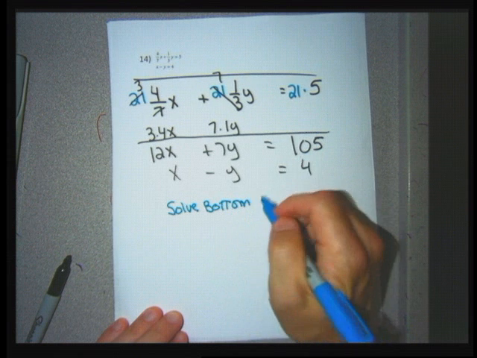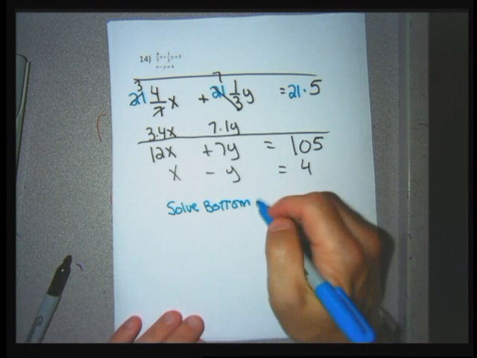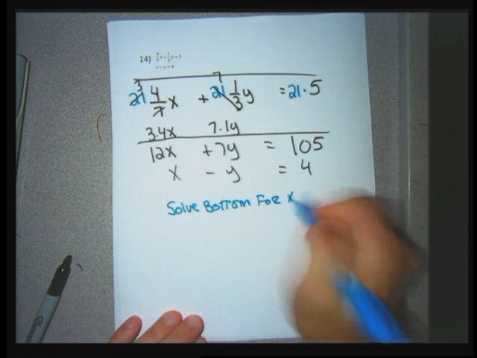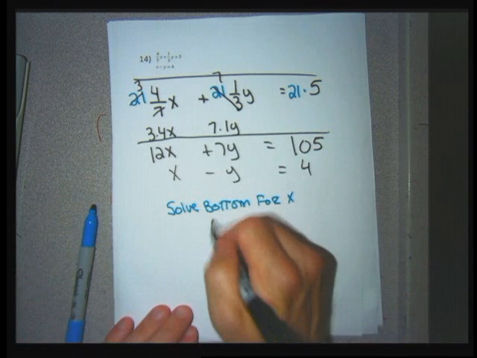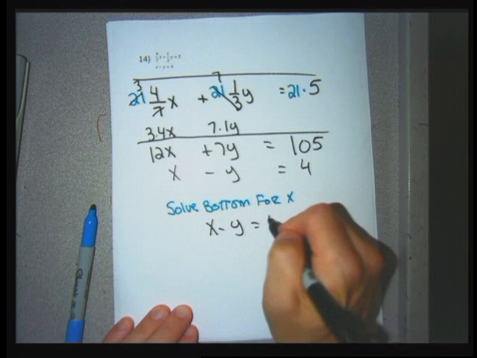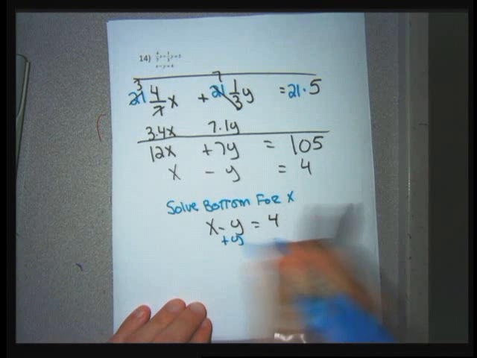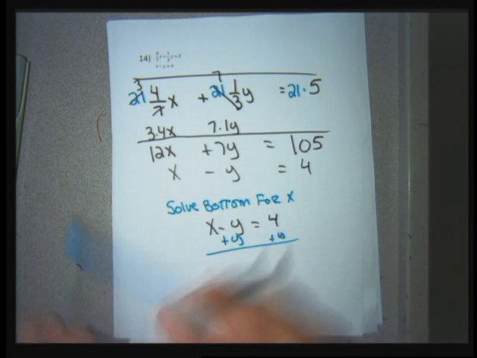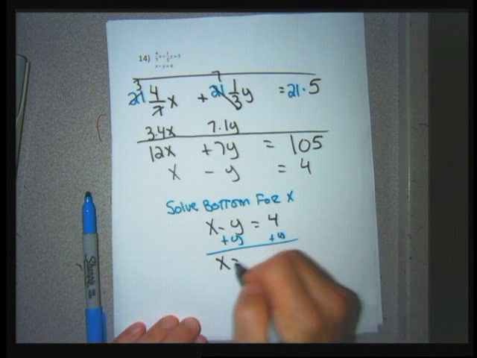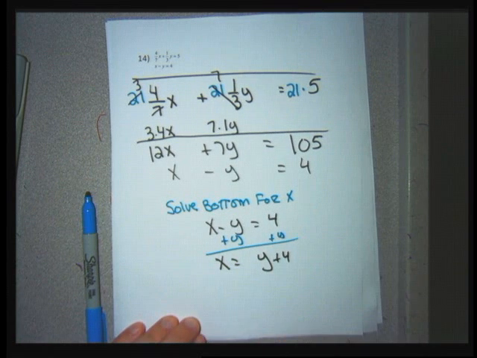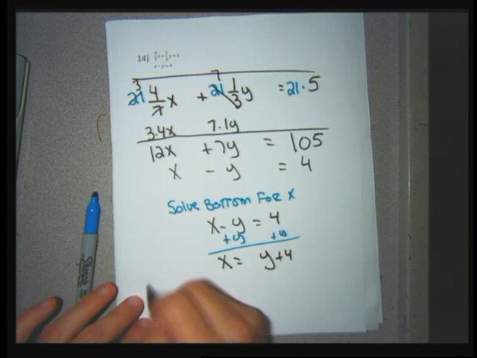I could solve the bottom for y, or solve the top for x if I care to. But I think the easiest thing to do is to solve the bottom for x, because the x doesn't have a number in front of it and it's positive. To solve the bottom for x, I just add y to both sides and I get x equal to y plus 4.